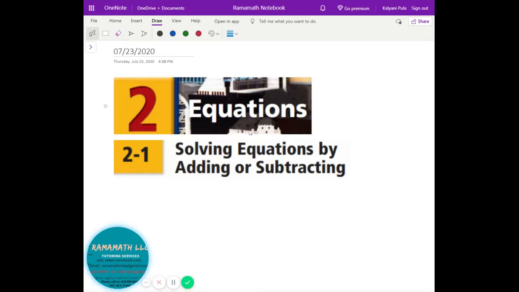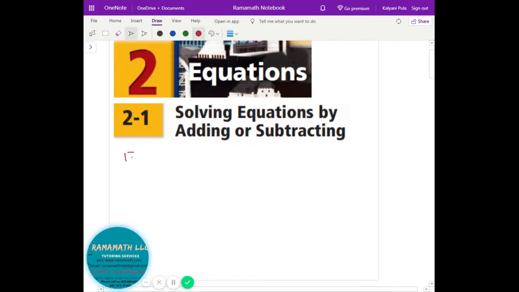So the topic is equations and solving, adding and subtracting equations. That's what we're going to cover today. First things first is equation. The equation is basically nothing but a simple expression with the equal sign.